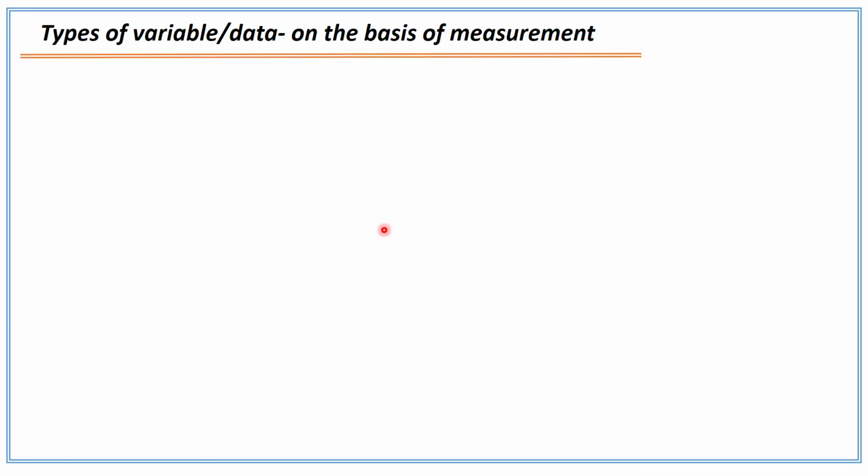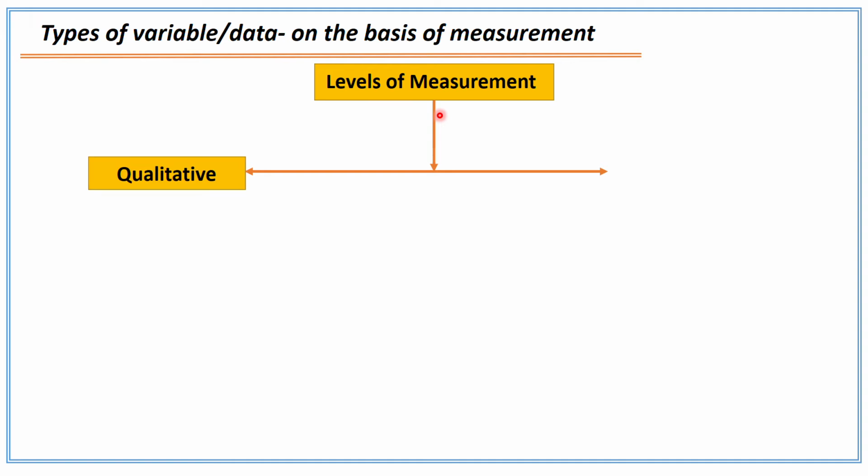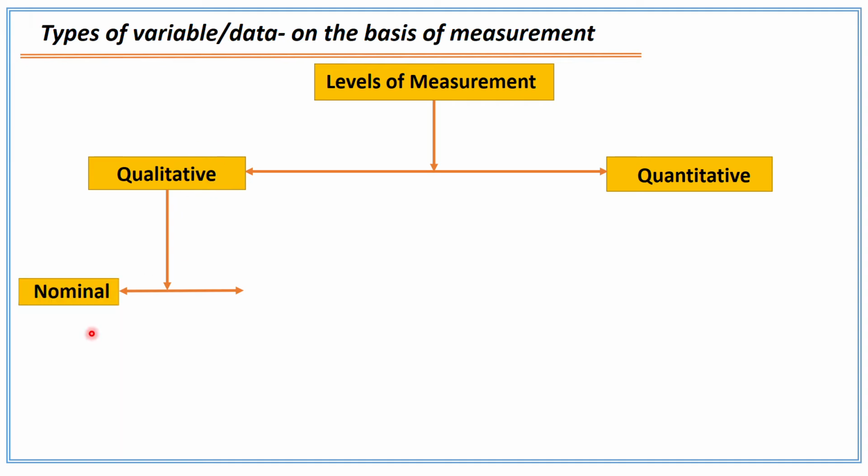Now there is one more classification of data on the basis of measurement, that is how you measure data. We call it the description of statistical data based on the levels of its measurement. The first one in that is qualitative, the second one is quantitative. As the name indicates, qualitative means there will not be any numbers again. Qualitative data further classifies into two, nominal and ordinal, and quantitative is interval and ratio.